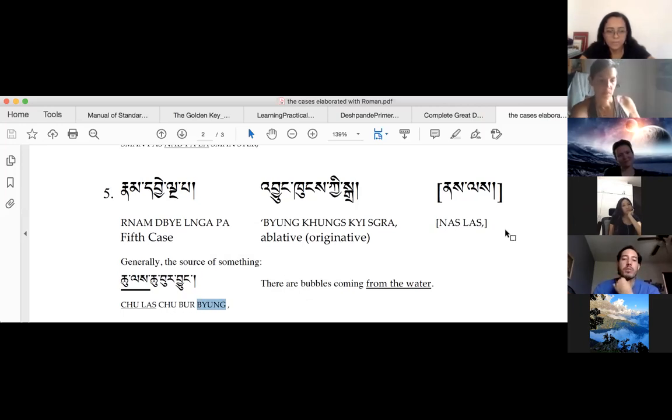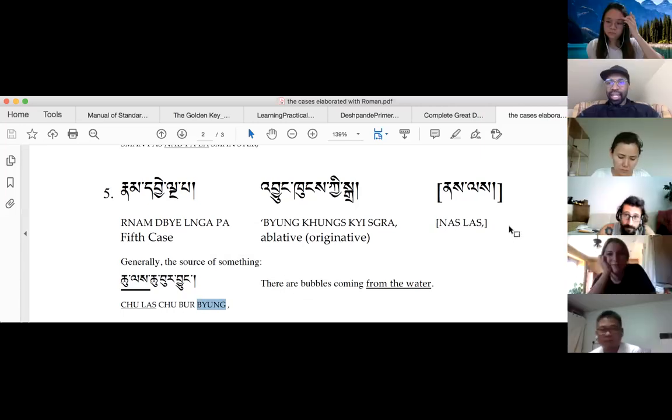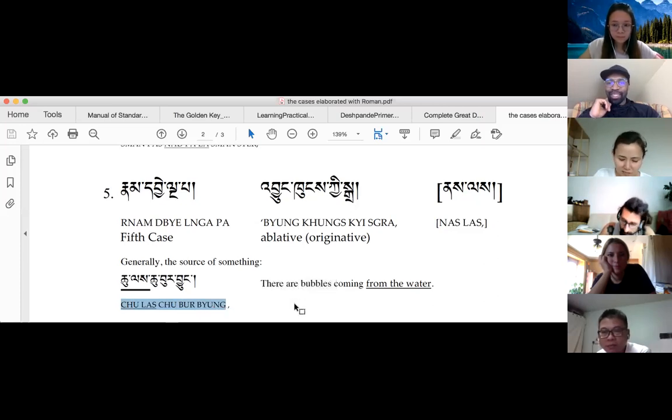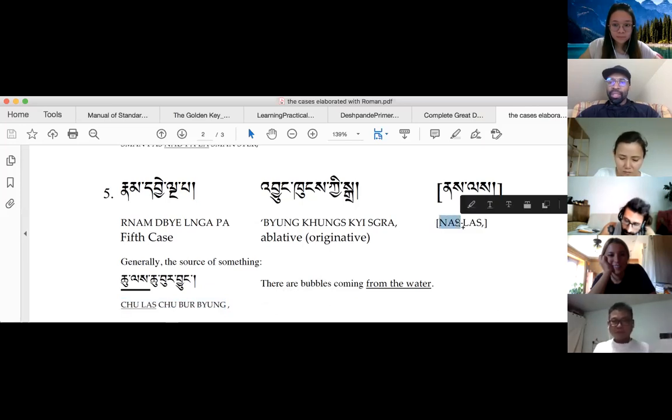The one who comes from the flower, lotus. Yeah, exactly. Originates. So chupor, bubbles, chupor chung. The bubbles are coming from the water, right? But also in colloquial too, right?